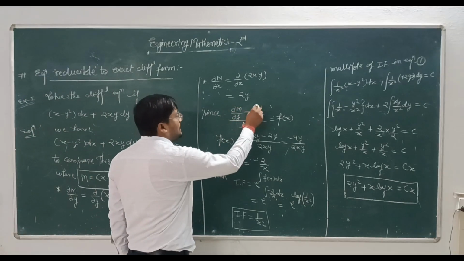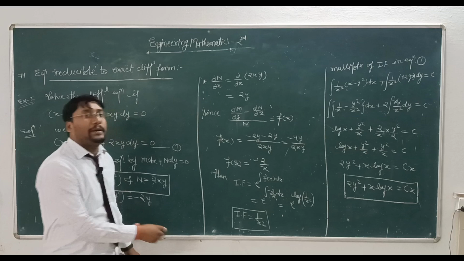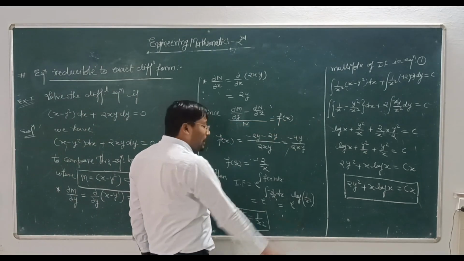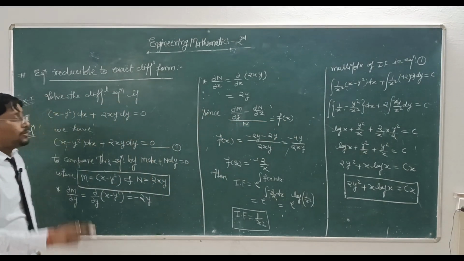Del m upon del y minus del n upon del x, upon n, is equal to f(x), where f(x) is a function of x alone. Now you can note down this numerical.